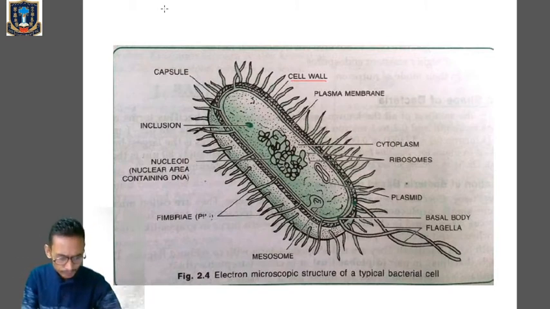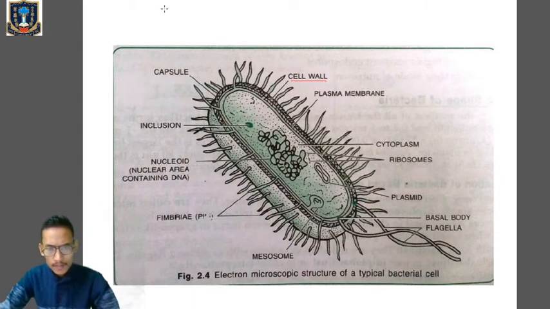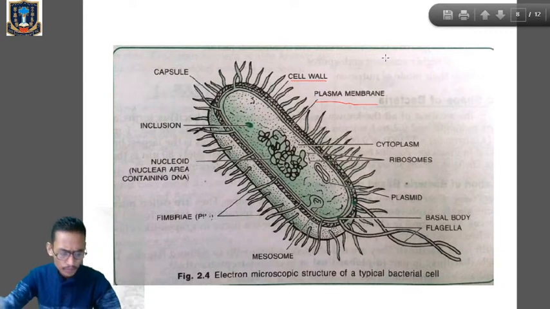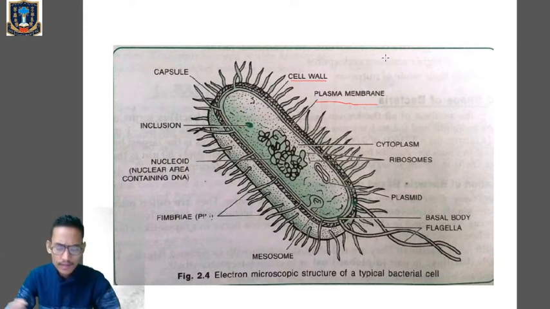Okay, now this cell wall just lies outside the plasma membrane. The cell wall is mainly formed of peptidoglycans, a polymer of sugar and amino acids that we have already learned. Then we have a few lipids, phosphorus, inorganic salts, and the derivatives of glucose called muramic acids. These are the composition of the cell wall in bacteria.